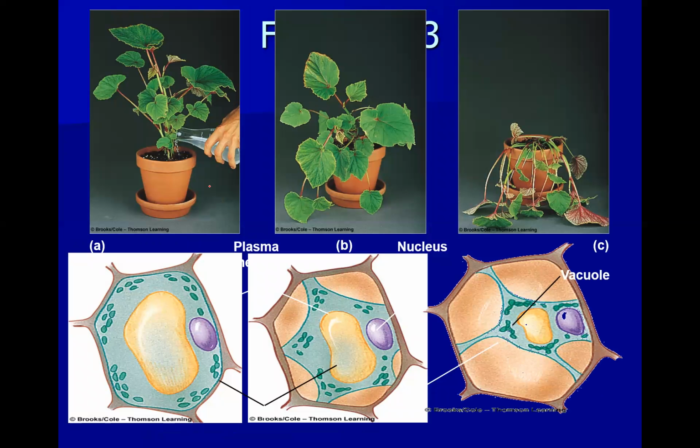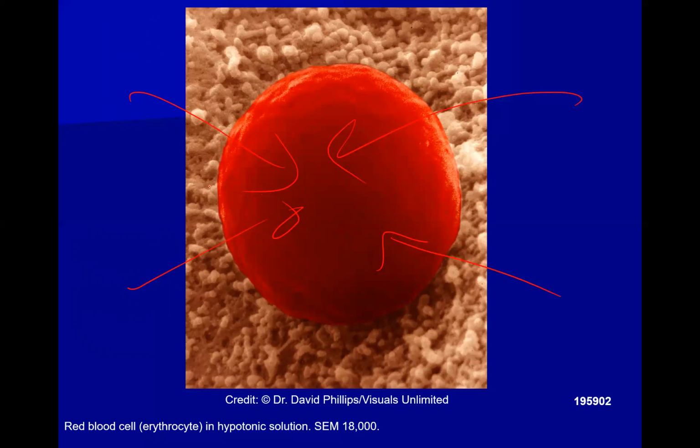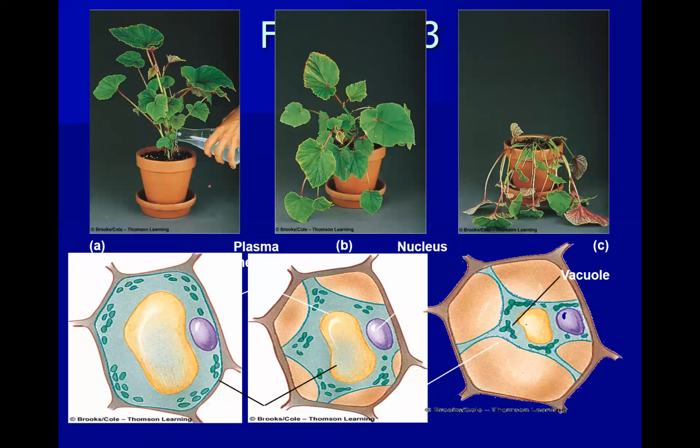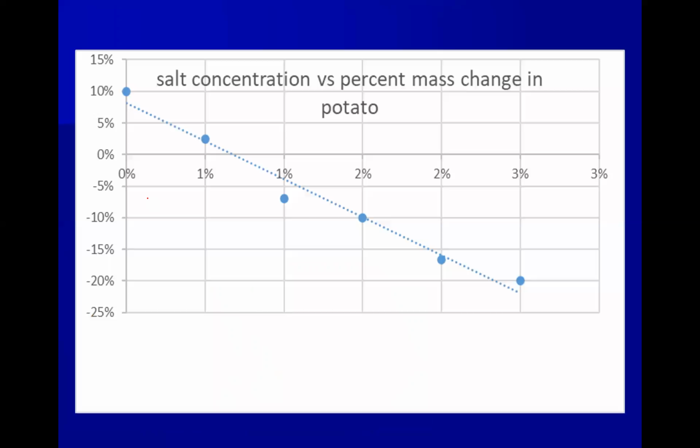This is just images of plant cells doing this. The difference between plant cells and animal cells is that because a plant has a cell wall, it doesn't run the risk of bursting. Like this red blood cell can burst, whereas plant cells can't because of the cell wall. So if we have, for example, in this slide here, a cell that's accumulating lots of water, it doesn't run the risk of bursting because of that cell wall.